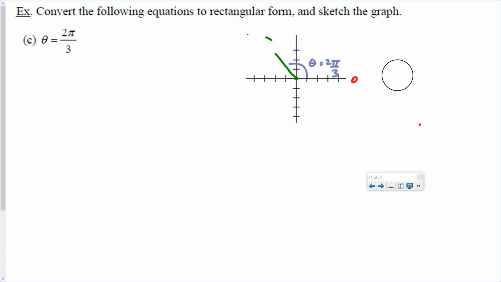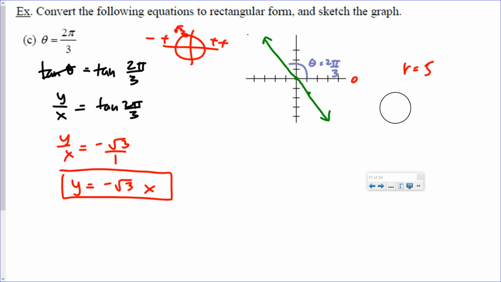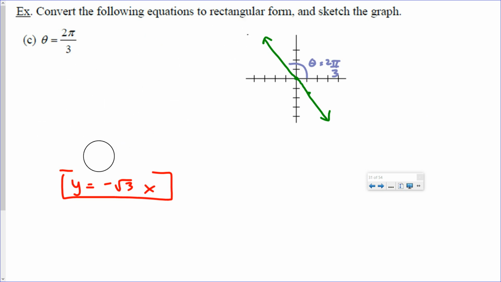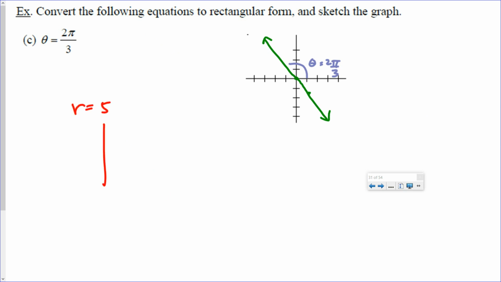This problem right here. Actually, I want to just delete this. Okay. If you just have theta equals something and you need to graph it, just like when you have r equals 5 and you need to graph it, you would just say it's a circle with radius 5. If you have theta equals something, what you do is you find that angle. So if the angle is 2 pi over 3, remember, you always start the horizontal line to start with 0 degrees, or 0 radians.